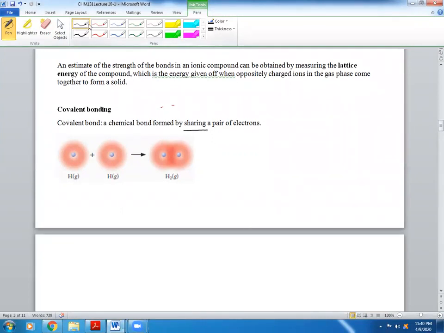Well, let's look at it from another perspective. So again, where does that come from? Let's say we have just a dot. Well, hydrogen wants to be like helium. Helium has 2 valence electrons. Imagine you have 2 hydrogen atoms.